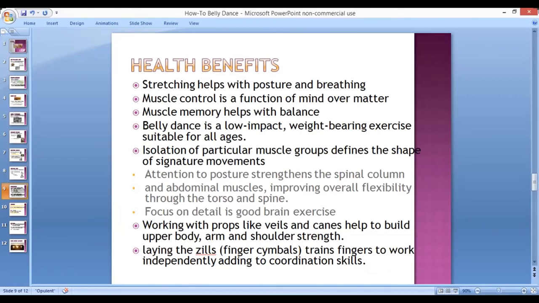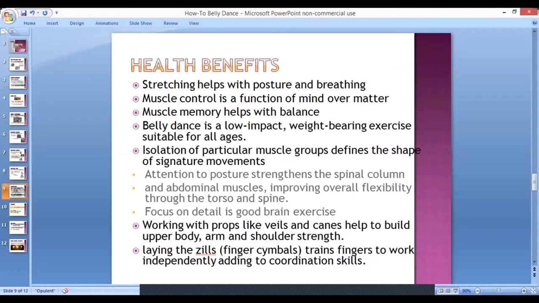I talk about a shimmy being on automatic pilot. Belly dance is a low impact but weight-bearing exercise, and it's suitable for all ages. I'm going to testify, I will be 70 this year. Isolation of particular muscle groups defines the shape of signature movements. So when you lift your upper body and make a circle, that's an isolation.